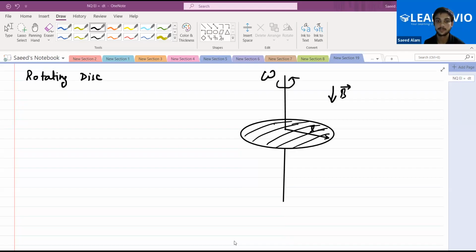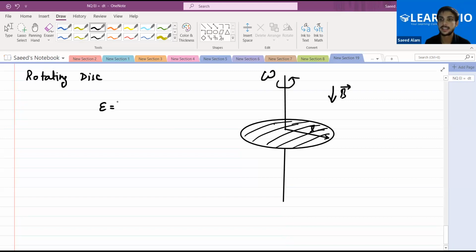Sir, will there be any current that's produced or not? First of all, answer me whether the EMF will be induced or not. Then we'll decide whether the induced current will be there. Yes, EMF will be induced. And what will be the magnitude of that EMF? Magnitude will be BVL by 2, right?